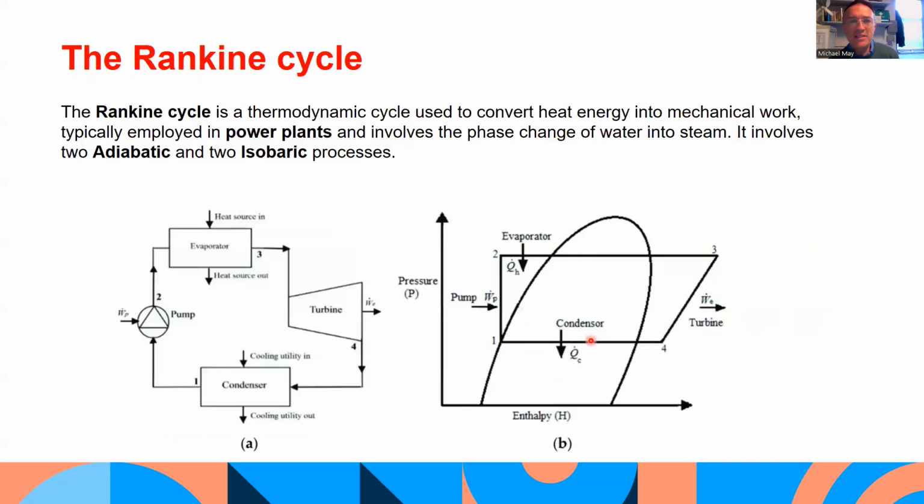You've got the Rankine cycle. It's a thermodynamic cycle used to convert heat energy into mechanical work, typically employed in power plants, and involves phase change of water into steam. It involves two adiabatic and two isobaric processes. So these ones here are the isobaric at constant pressure, and then these ones would be the adiabatic with no heat transfer. These ones here, and these are the isobaric.